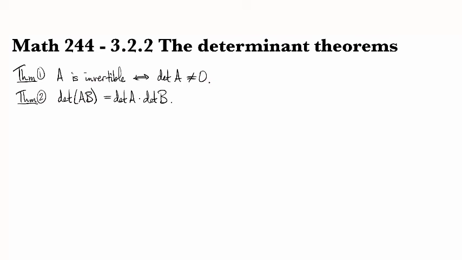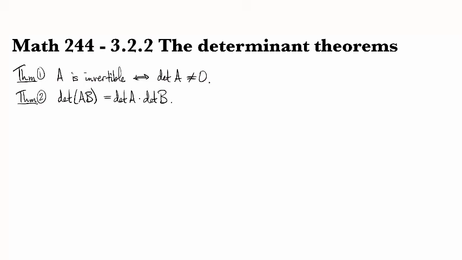In this clip, we're going to prove two fundamental results about the determinant. First, that a matrix is invertible if and only if its determinant is non-zero. Second, that the determinant of a product is equal to the product of the determinants of those two factors. It turns out that these two results are so interconnected that you kind of have to prove them both at the same time.